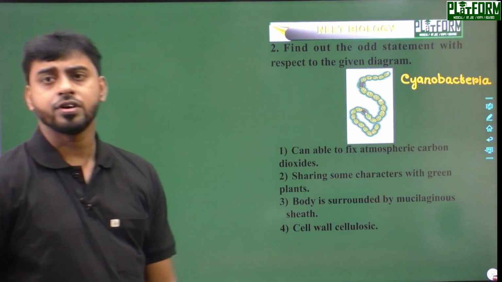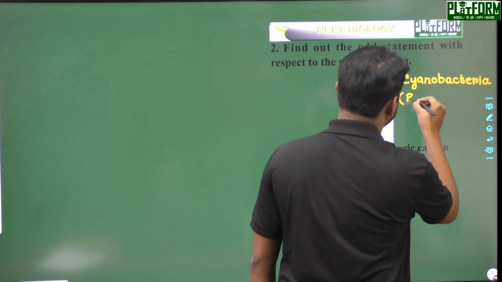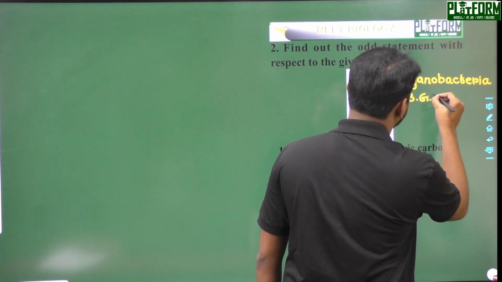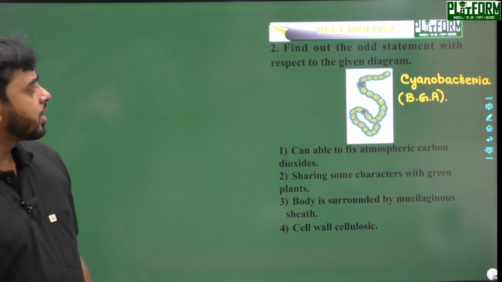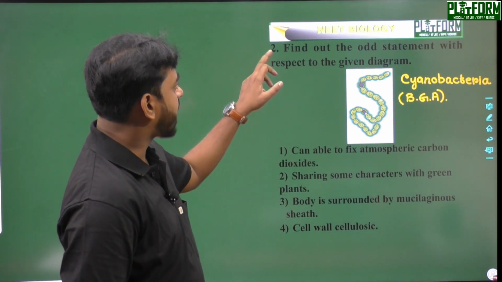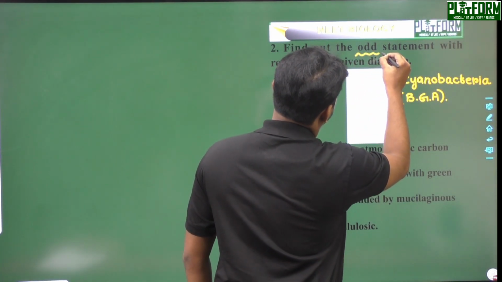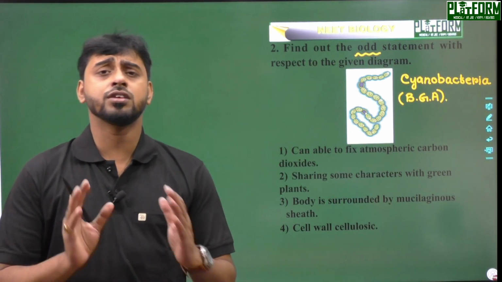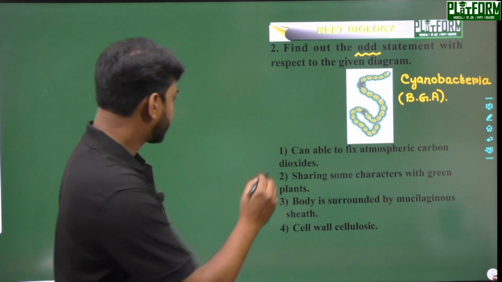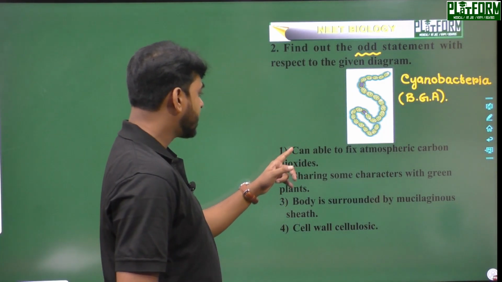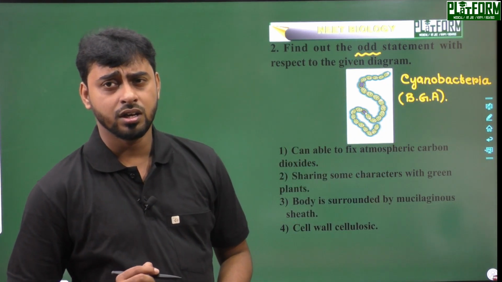This is a diagram of cyanobacteria. The cyanobacteria, also known as blue-green algae. Now in this question, it is asked to find out the odd statement. That means which statement is not correct for this particular diagram. So the first statement is that it can fix atmospheric carbon dioxide.